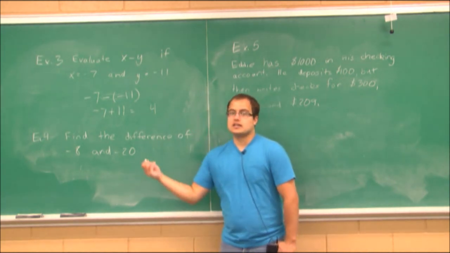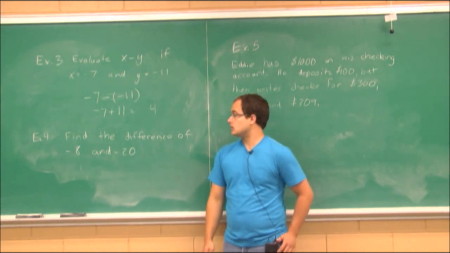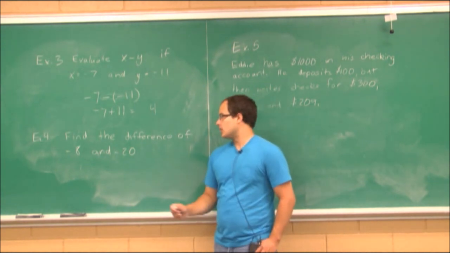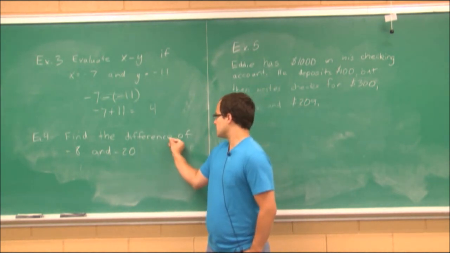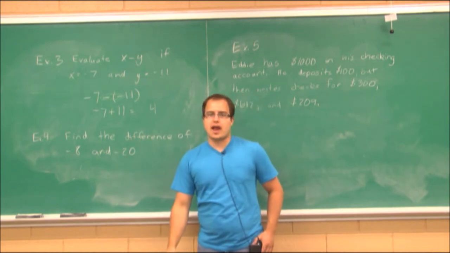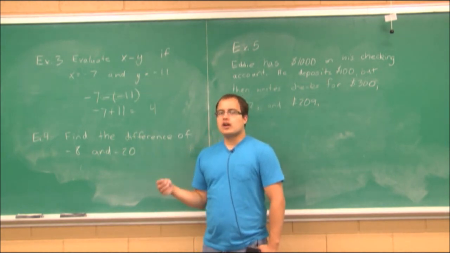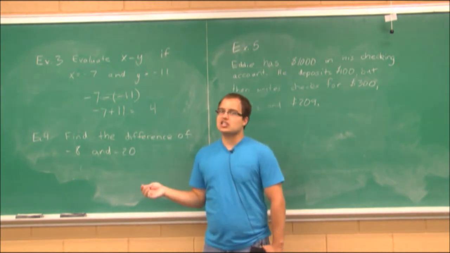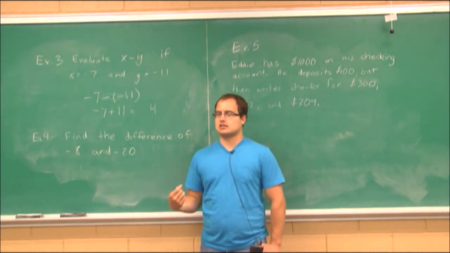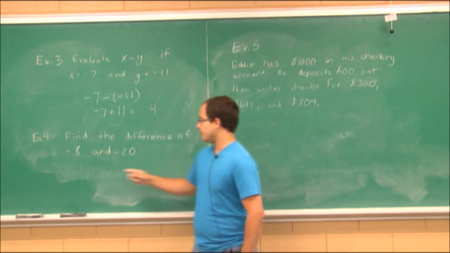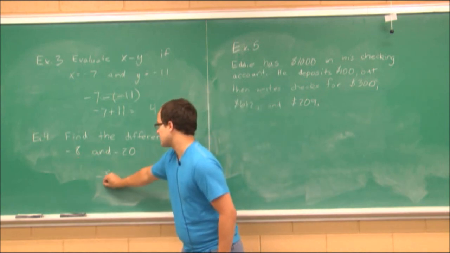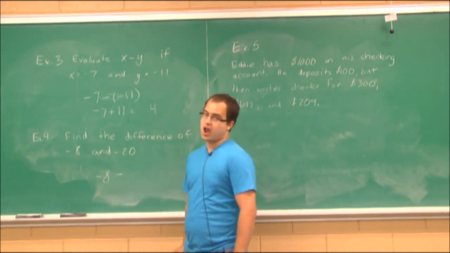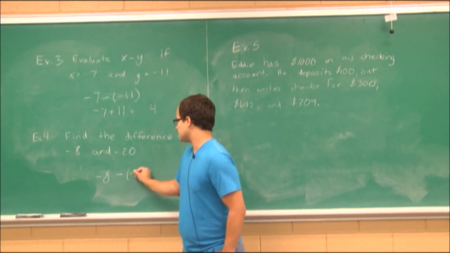Now example 4 is a word problem, a simple one. Find the difference of -8 and -20. Now the word difference is the answer to a subtraction problem. And wherever you see the words difference of, you know you are going to put a subtraction sign wherever the word and is. So for this, difference of -8, well that's just a number. And since it says difference of, this and means subtract -20.